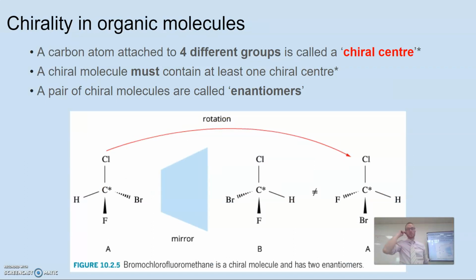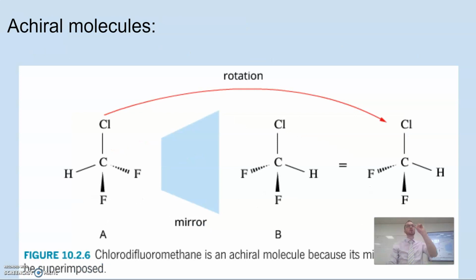Okay, so there's the example. You will be asked to identify a chiral center. So let's have a look here. If two of the attachments are the same, it's achiral.